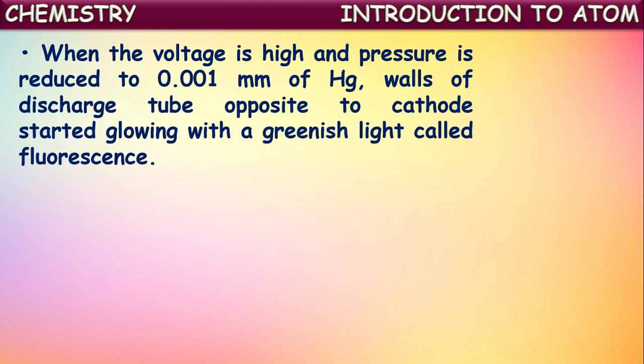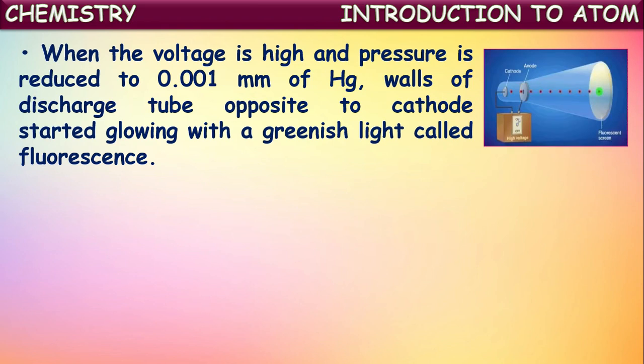Then the voltage is high and pressure is reduced to 0.001 mm of Hg. Then the walls of the discharge tube opposite to the cathode started glowing with a greenish light called fluorescence. So what happened? He reduced the pressure still further, from 1 mm to 0.001 mm, meaning almost all the gas is evacuated from the discharge tube.